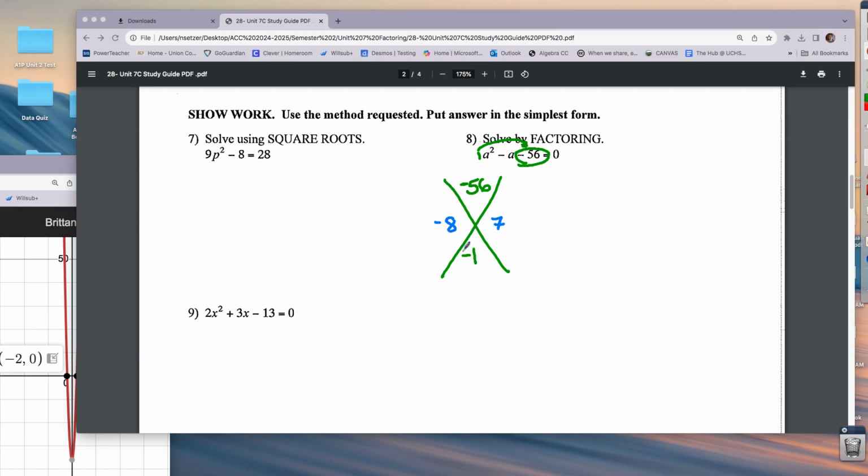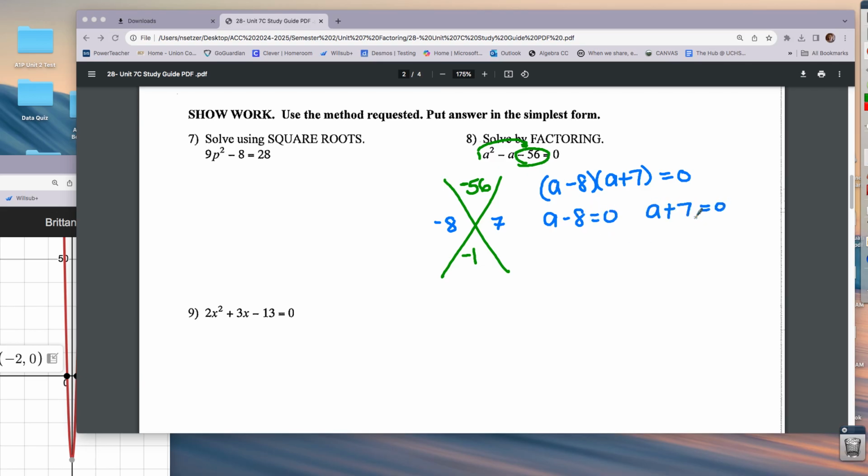So little hint, the sign of the bottom number is going to be the sign of the bigger factor. So whatever this sign is, it will share it with the biggest factor. All right, so now I've got (a minus 8) times (a plus 7) equals 0. So this is my factored problem. Now I have to solve it. So I get a minus 8 equals 0 and a plus 7 equals 0.